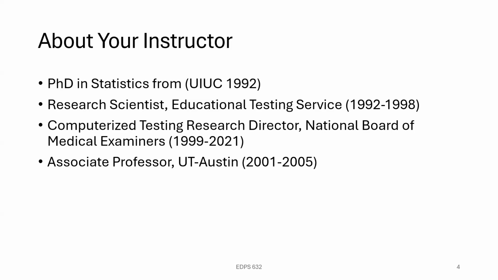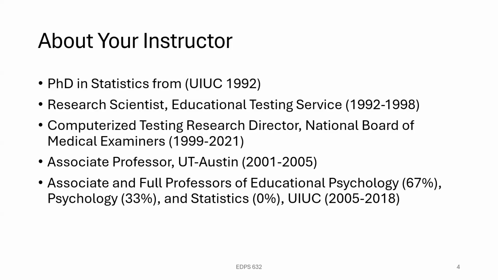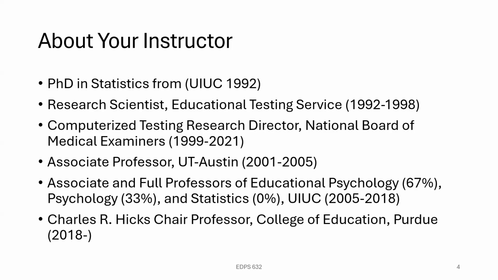Then I became associate professor at UT Austin. I worked there for 4 years. There I taught Introduction to Measurement, Computerized Adaptive Testing, Advanced Topics in Testing, and also Introduction to Statistics. And then I joined my alma mater to become associate professor and full professor in 3 departments. One is educational psychology, where I had a 60% appointment, and also psychology, where I had 33%, and statistics is a courtesy appointment. I worked there for 13 years. And then I joined Purdue to become a named professor in the College of Education.